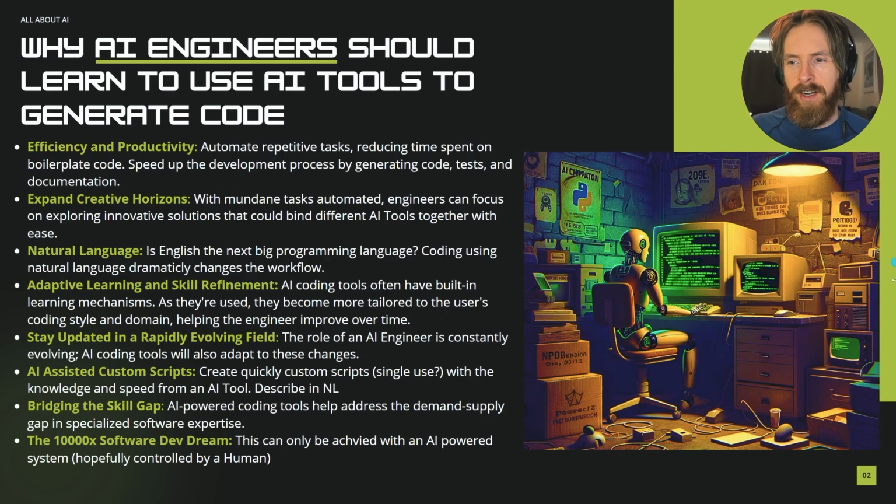I have some points here, and these are not 100% perfect, but I put down efficiency and productivity: automating repetitive tasks, reducing time spent on boilerplate code. This will speed up your development process, generating code, tests and documentation. It's really good for small tasks, and that's very smart to start with in the beginning. And then you can expand your creative horizons. You can focus on innovative solutions that could connect different AI tools together with APIs. So I think that's the most interesting part.